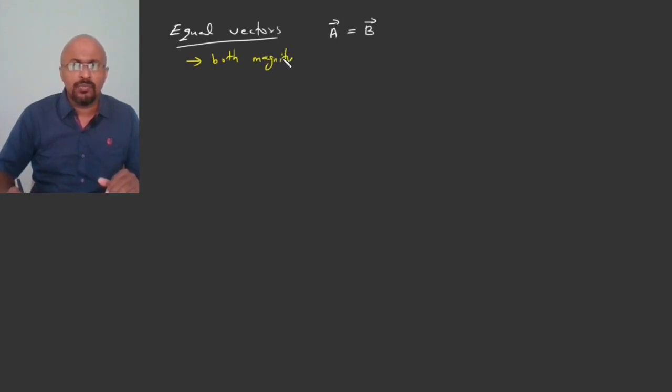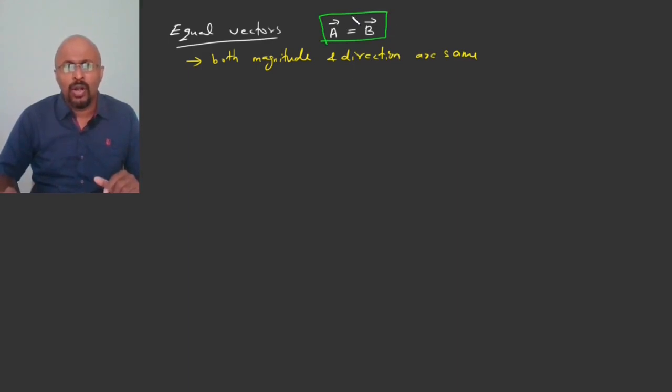magnitude and direction are the same. That is, we can say a vector A is equal to a vector B if and only if the magnitude and direction of both vectors, that is vector A and vector B, are the same.